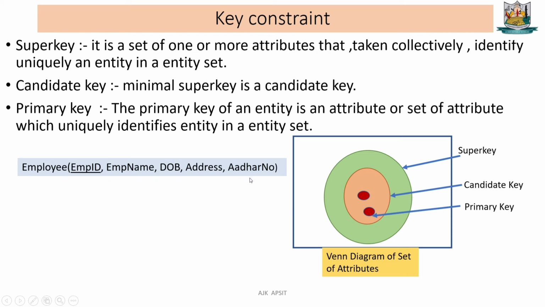The database designer randomly chooses one of the candidate keys as the primary key. So here either the employee ID or the Aadhaar number can be the candidate key of the given relation. The minimal super key is considered a candidate key. We will come back to the candidate key and the super key one more time when we see the SQL constraints. So here the employee ID is the primary key of the given relation.